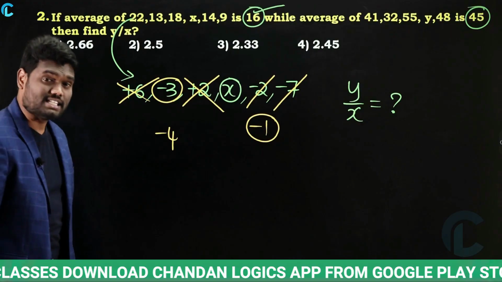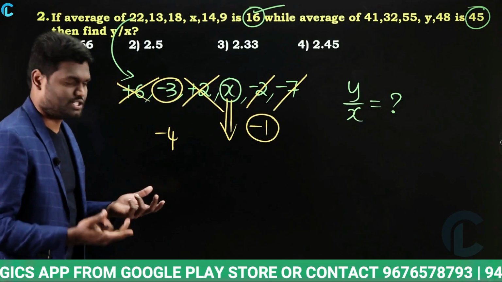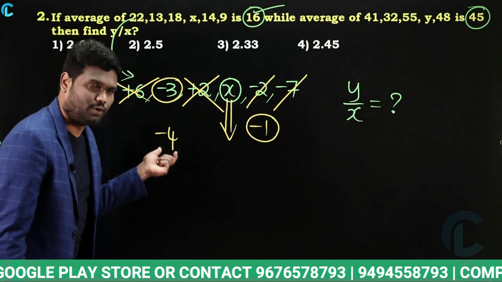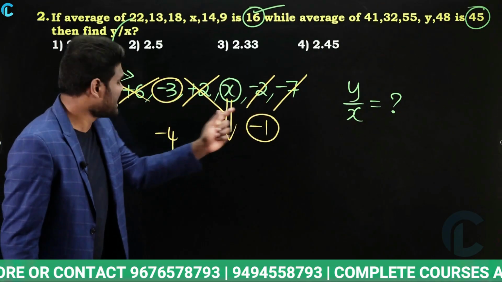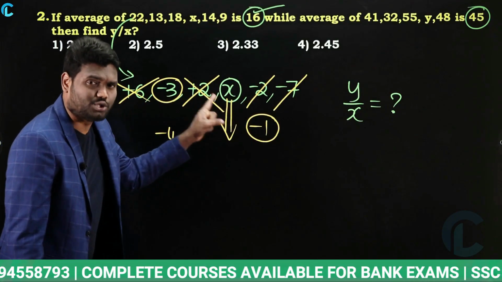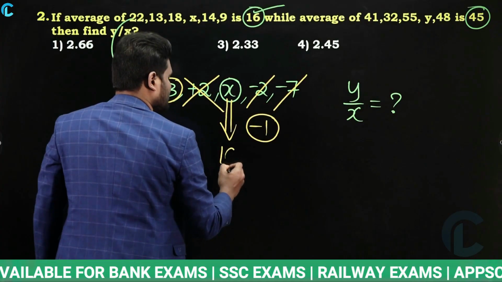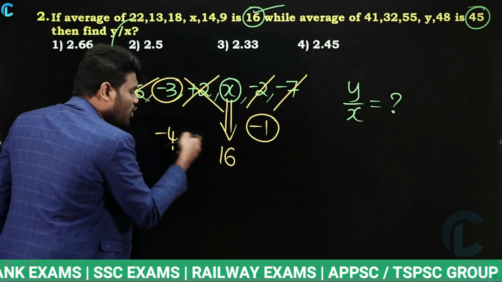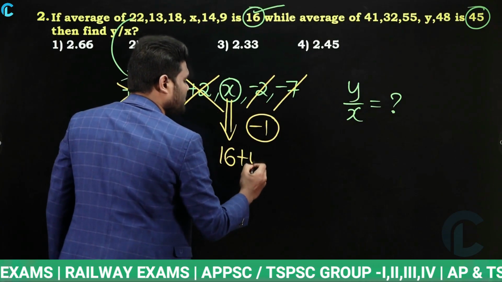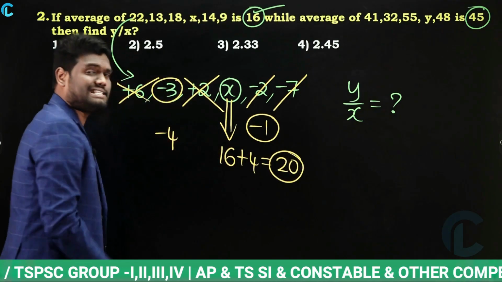Overall I am getting minus 4. As I am getting minus 4, now this x should be 4 more than average. Why? Because after calculating all of this, I get minus 4. Now actual average is 16. So x should be 4 more than average. So 16 plus 4, this is going to be 20, which means value of x is 20.